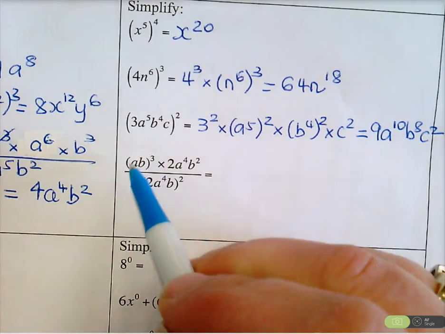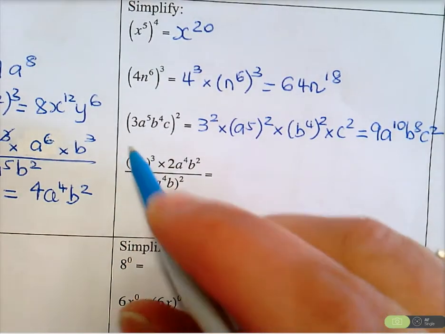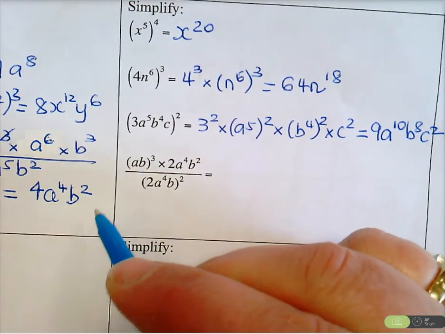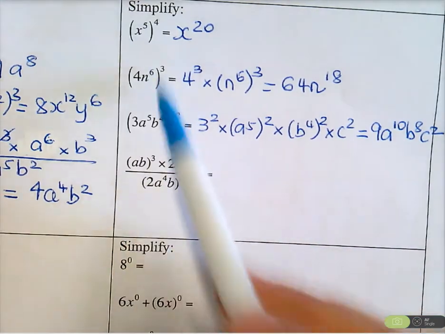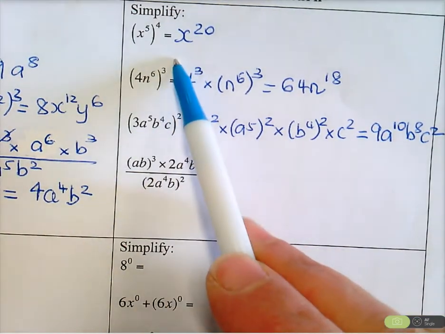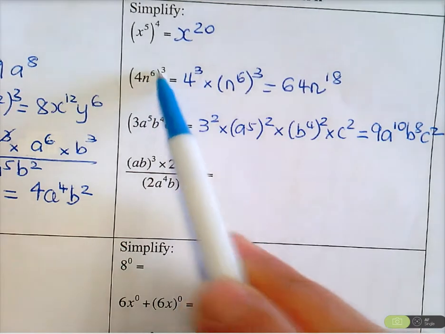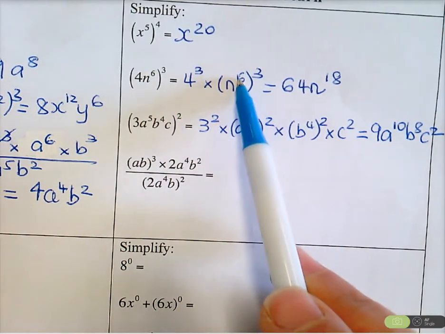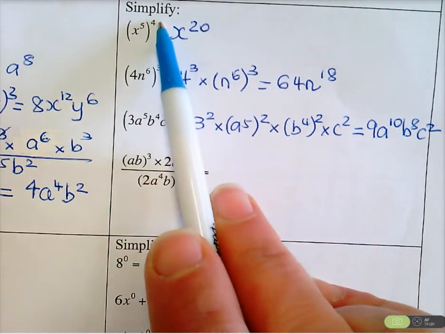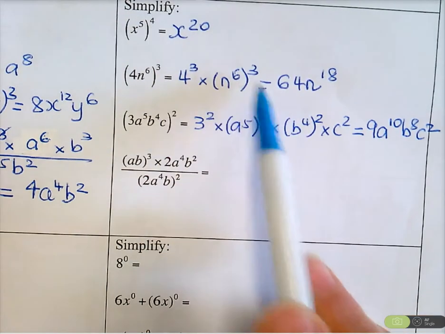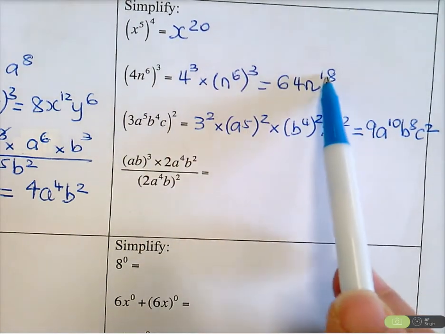The last one, girls, I'm sure we can expand this. Yeah. Because 4 cubed, 4 is to the power of 3, and n6 is to the power of 3. Isn't the rule that you multiply? Look, x5 to the power of 4, 5 times 4 is 20. 6 times 3 is 18.